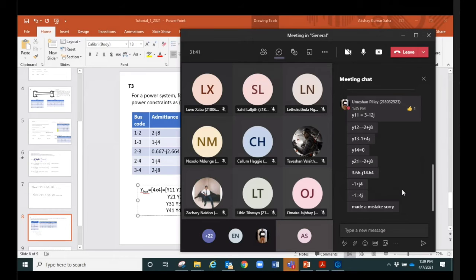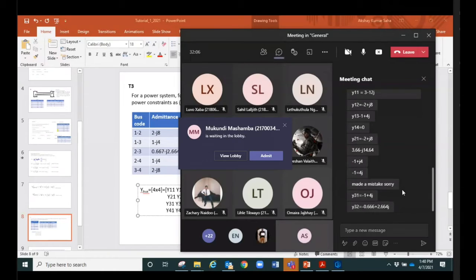Y32 is also from there, from Y23, which is going to be minus 0.667 plus j2.664. So that's Y32. Now Y33. Yes, Y32 is correct. And for Y33, what are the lines that are connected to bus 3? That is 1-3, 2-3, and 3-4. Three of them will come there. 1-3, 2-3, that will be 3.666 minus j14.664, which is correct.